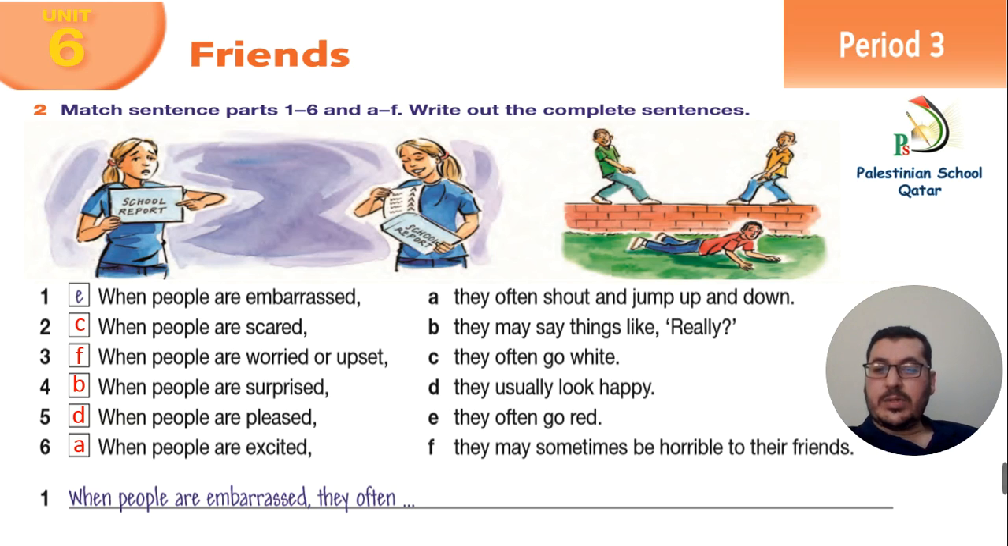Now you need to write these sentences in order and put them in your notebook. When people are embarrassed, they often go red. Write it the same in your notebook. Complete these sentences in order and use the first part with when and the second part the present simple.